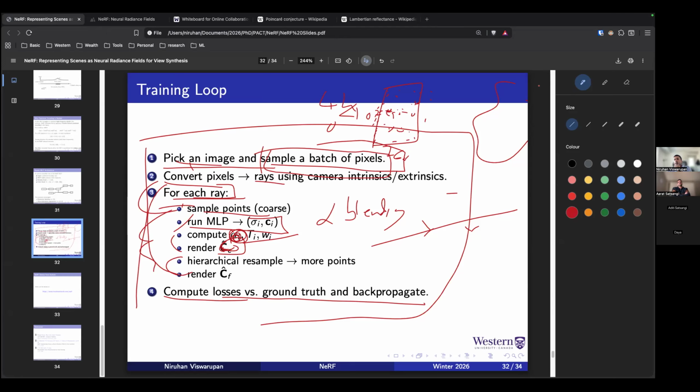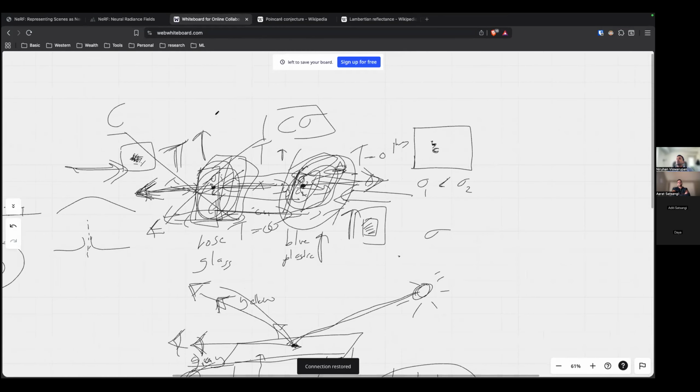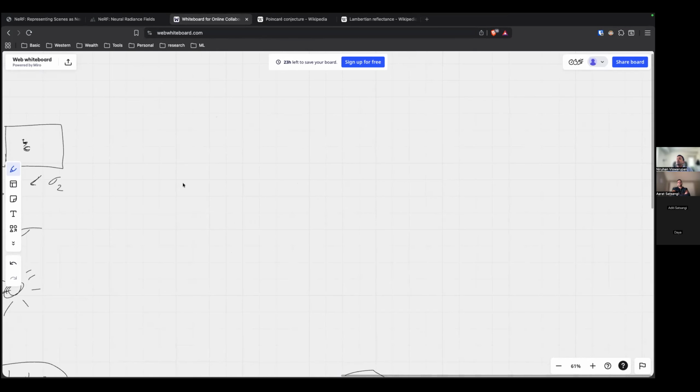Hmm. And this hierarchical resampling step, is it also related to that in some way? No, hierarchical sampling is related to how you sample along the ray. We have seen that you take a ray, you have a T near and T far. These are the boundaries. You look at it from here. You are integrating or summing along this region, right?